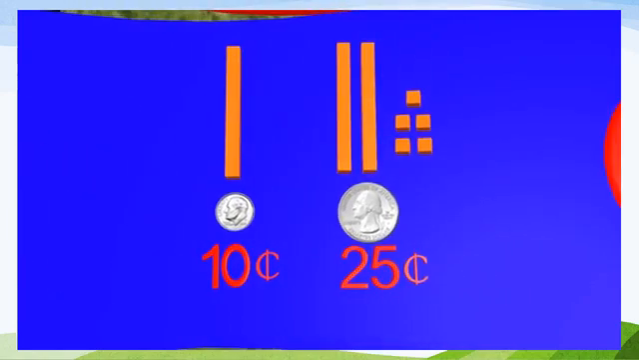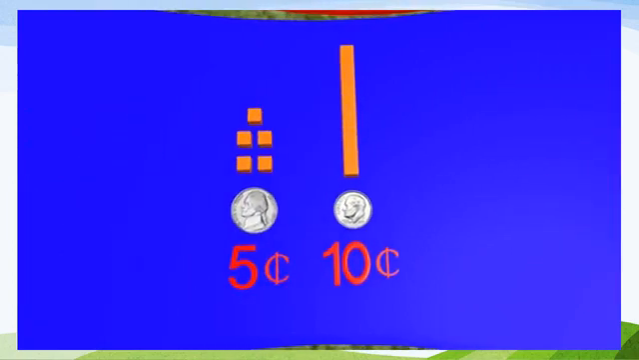Okay, can you tell me which coin is worth more, the dime or the quarter? The quarter is worth more. We can see that the dime is worth 10 of these blocks, and the quarter is worth 25 of these blocks. A quarter is worth more than a dime. Which coin is worth more here, the nickel or the dime? The dime is worth more. Good job. The dime is worth 10 cents and the nickel is worth 5 cents. 10 is more than 5.